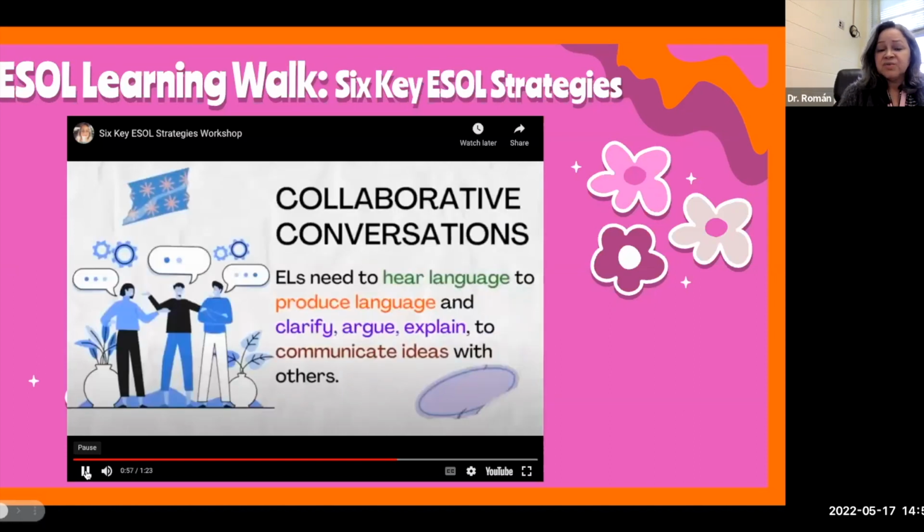And we are to encourage collaborative conversations. We can use the sentence starters or the paragraph frames. We can use visuals, and we can have them sit in round tables or elbow partners or number heads, whatever strategy you want to use, but it's good for them to communicate in the target language, which is English, because they need to hear the language to produce the language and to clarify, argue, and explain, to communicate ideas with others.